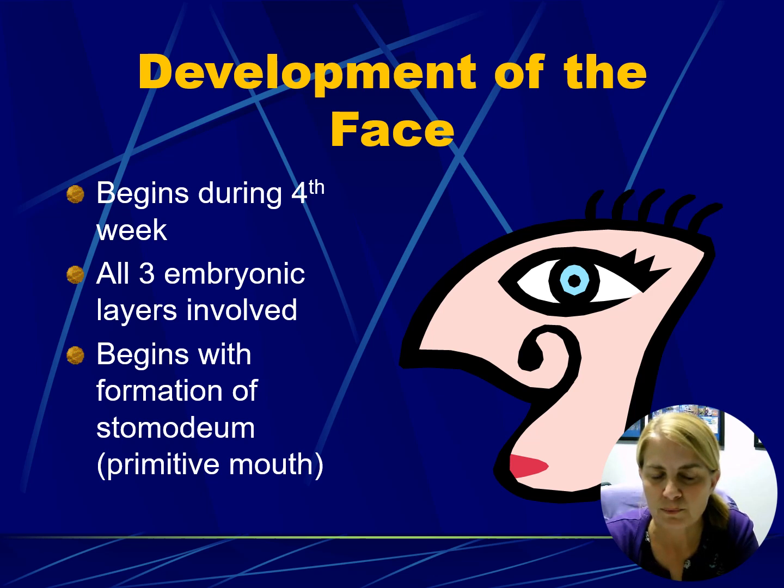Facial development begins during the 4th week and all 3 embryonic layers are involved. So we've got ectoderm, mesoderm, and endoderm. It begins with the formation of the stomodeum or the primitive mouth. The oral pharyngeal membrane disintegrates, the stomodeum enlarges in depth and across the surface of the midface. Now there's access between the primitive pharynx and the stomodeum.